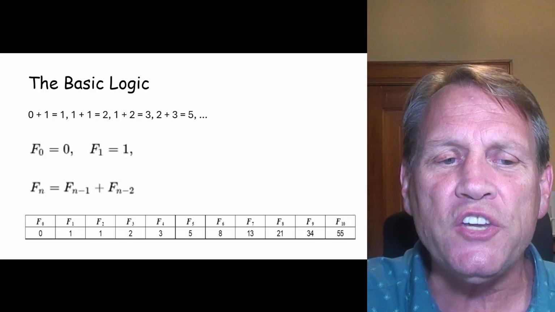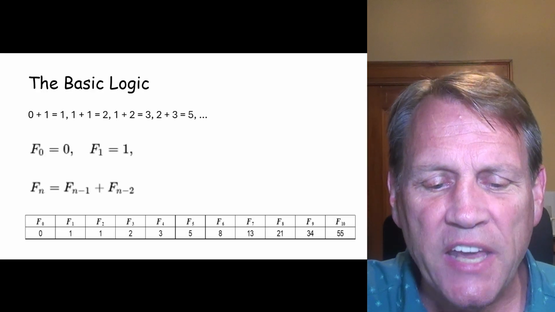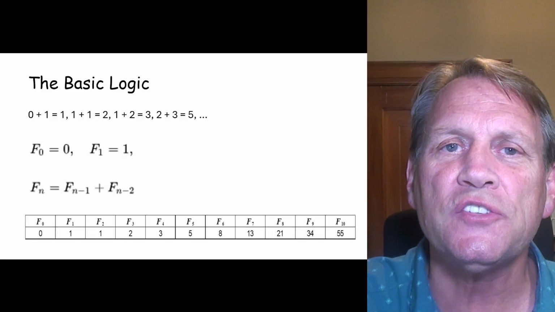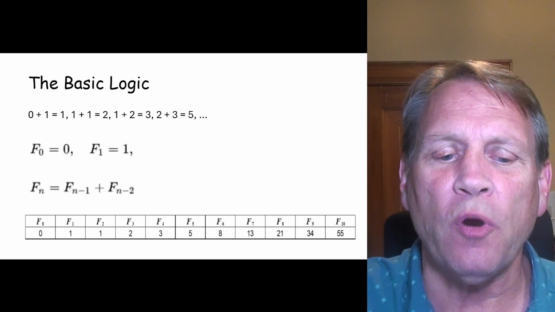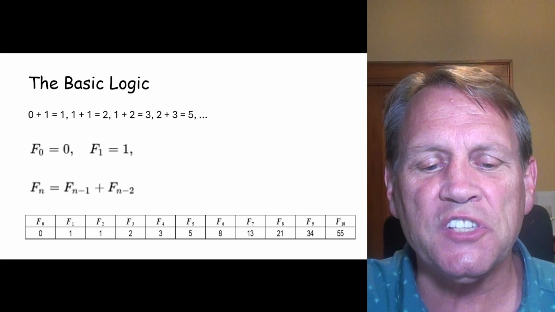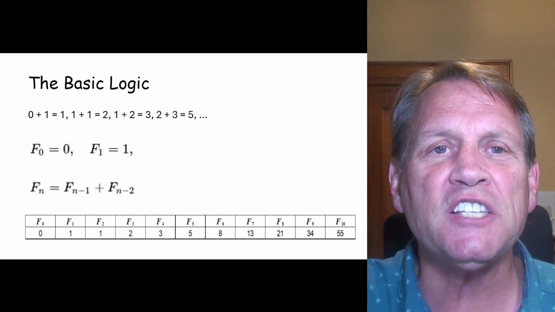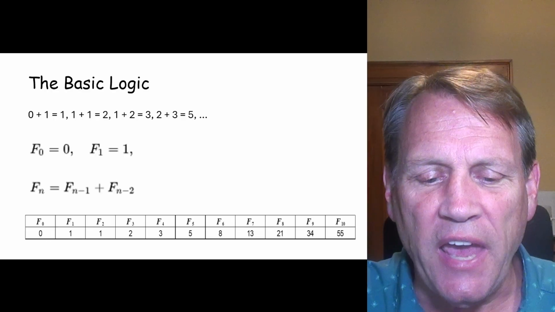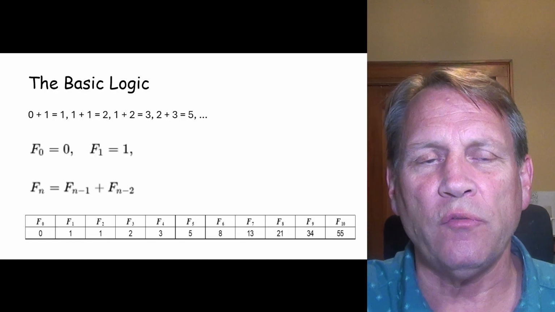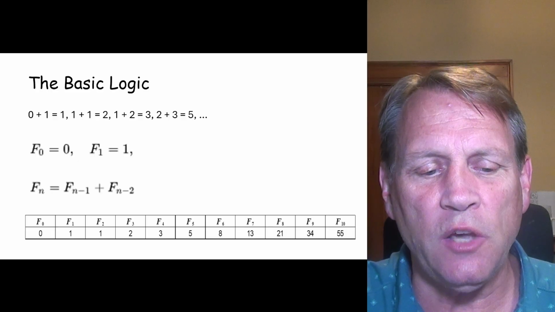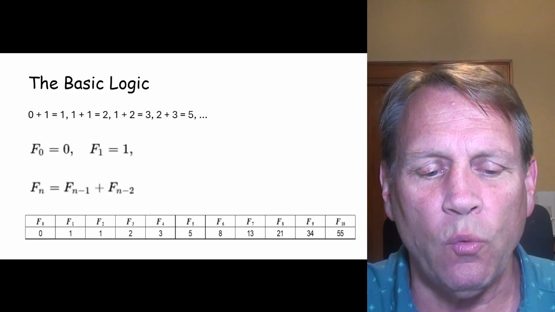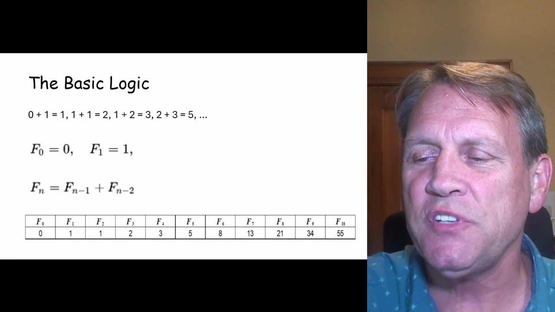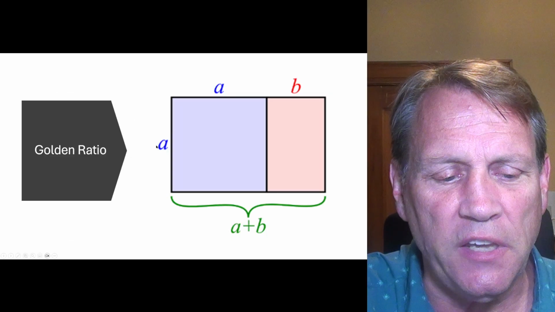There's a special relationship between Fibonacci numbers and something called the golden ratio. The golden ratio describes when a line is divided into two parts, and the longer part, A, divided by the smaller part, B, is equal to the sum of A plus B divided by A. And that number, remarkably, comes out to be equal to about, and I'm rounding to 3 decimal places, 1.618. And it's represented by the Greek letter phi.